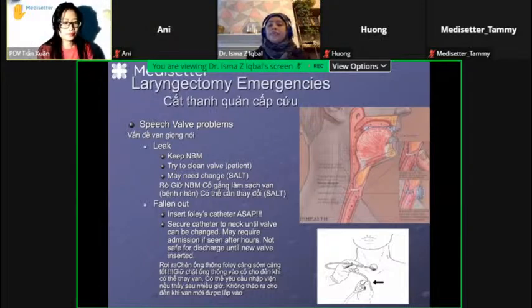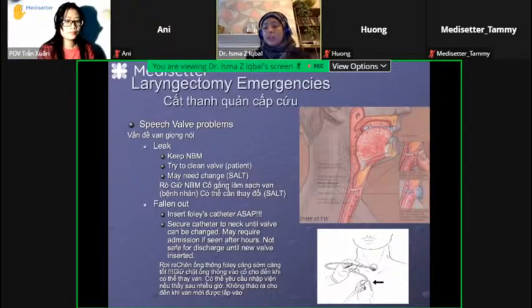And that would need to go to theatre to have a look down with a bronchoscope to remove a foreign body if it was found to have fallen into the airway.